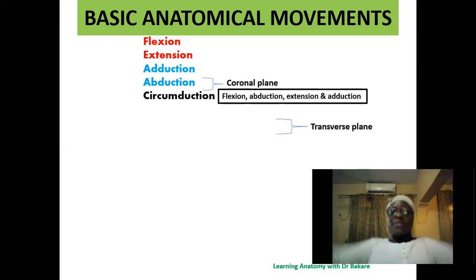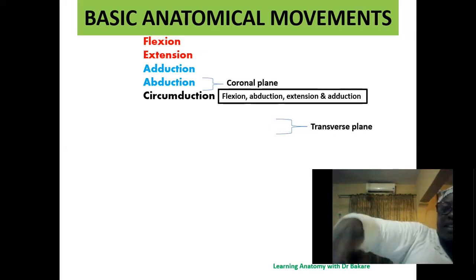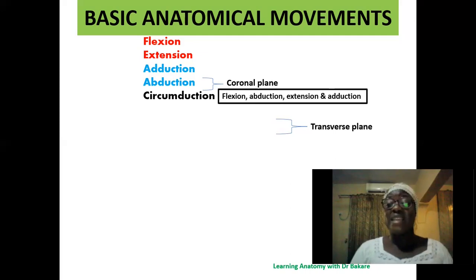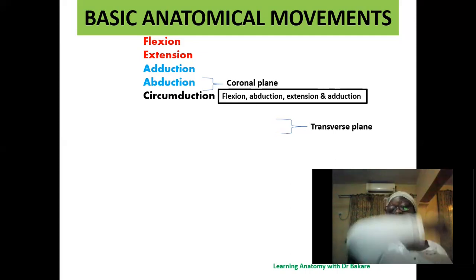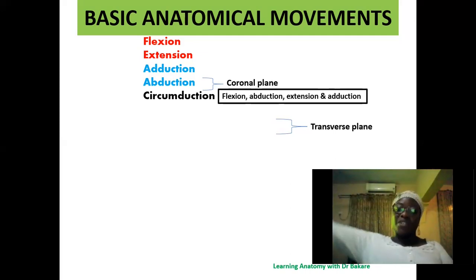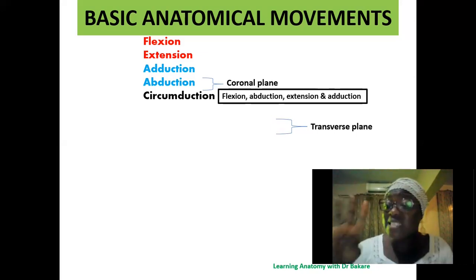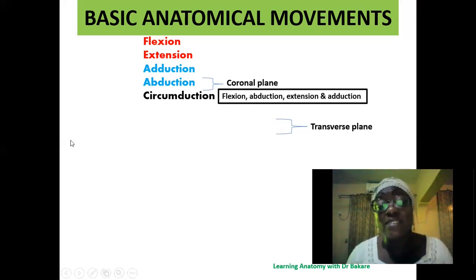When the upper limb rotates this way, this can also be done using the thumb. When you try to rotate the thumb, it's a circular type of movement. There is flexion, there is abduction because you are taking the limb away from the body. There is extension because you are extending the limb, and there is adduction because you are finally bringing it close to the body. So there are 4 basic types of movements that the body tends to undergo when circumduction is being done.